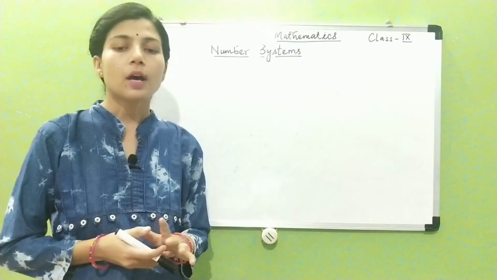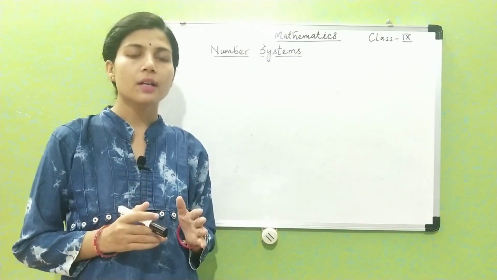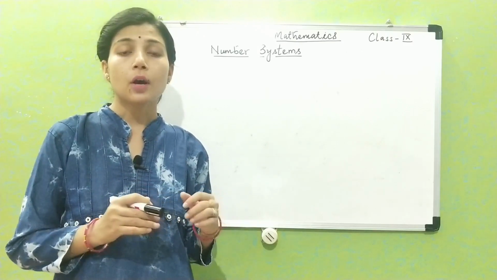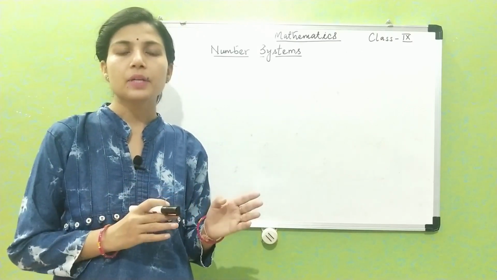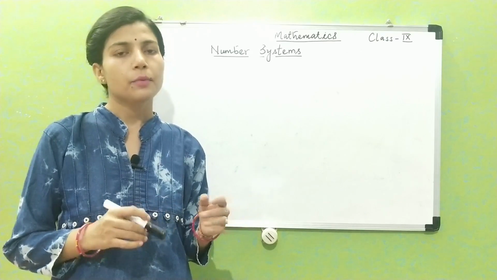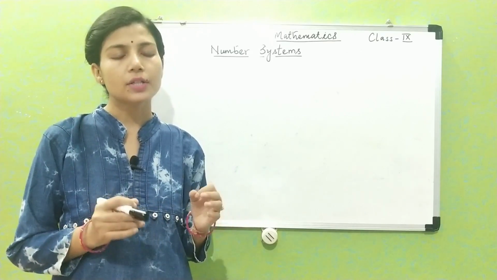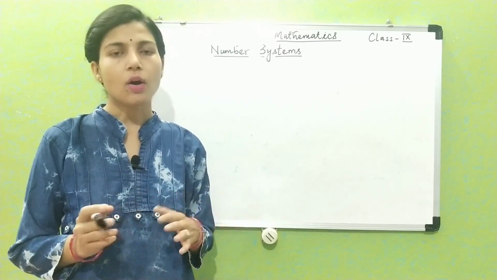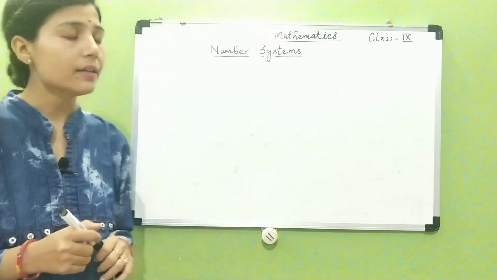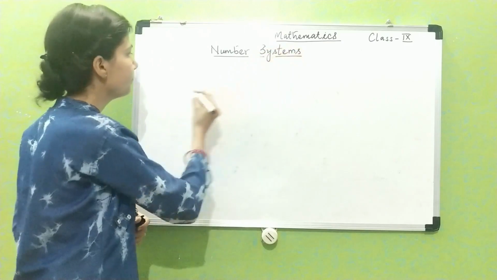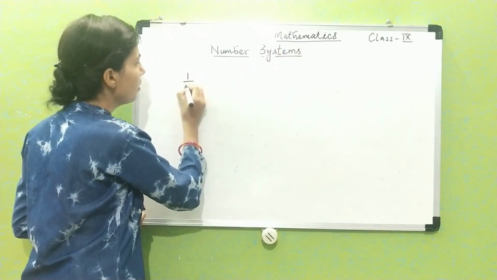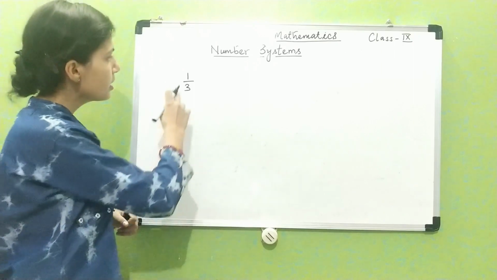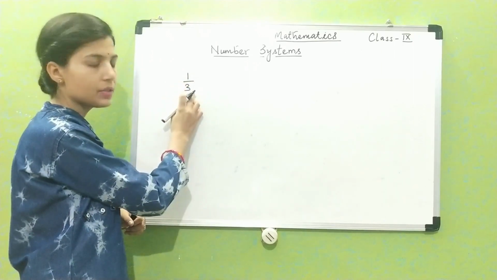So students, now we will study rational and irrational numbers from a different point of view. Now we will take their decimal expansion and check, just by looking at their decimal expansion, whether they are rational or irrational. Let's take an example of a rational number, that is 1 by 3. Okay, so this is an example of a rational number.